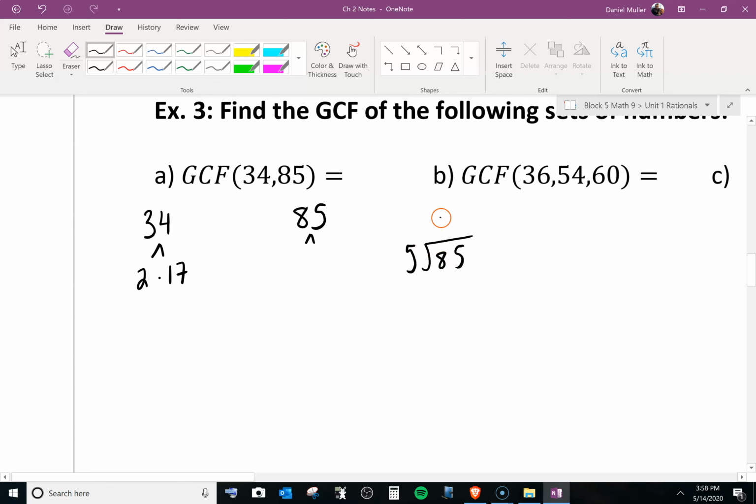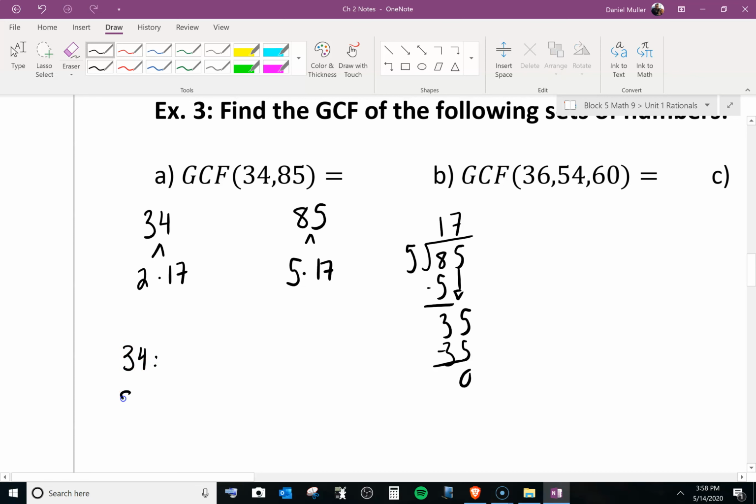5 goes into 8 once. 1 times 5 is 5. 8 minus 5 is 3. Carry that down. 5 goes into 35 7 times, which gets me a remainder of 0. So 85 breaks down to 5 times 17. And sure enough, I have a 17 over there. Okay, so that works. So I'm going to just erase this here, but I'll give you a moment if you want to write that down.